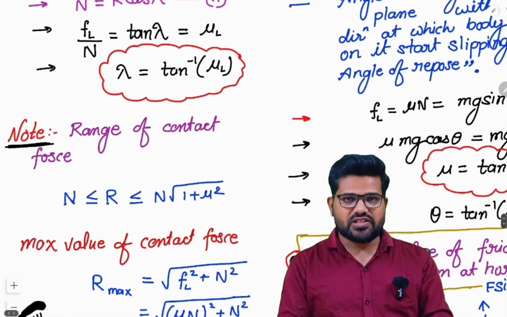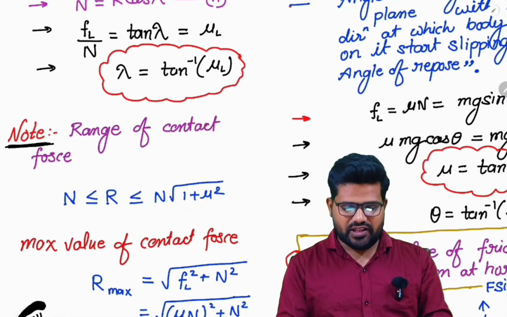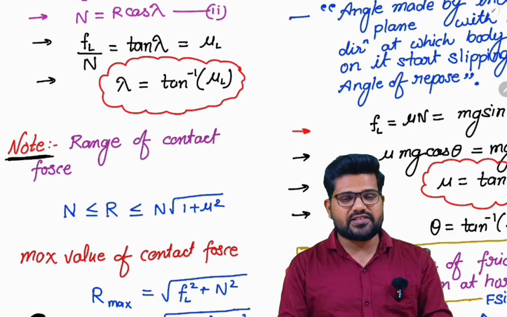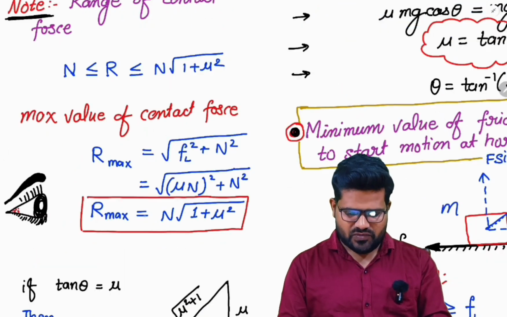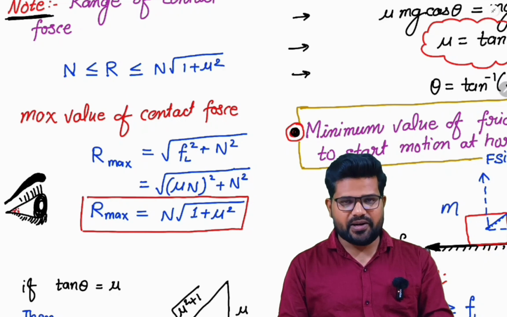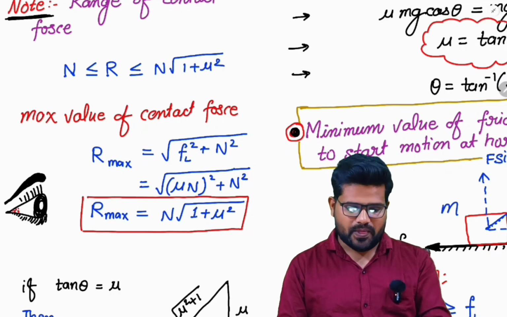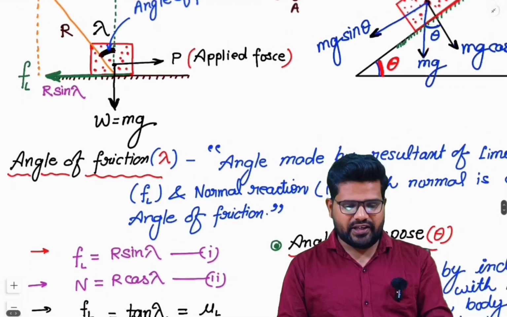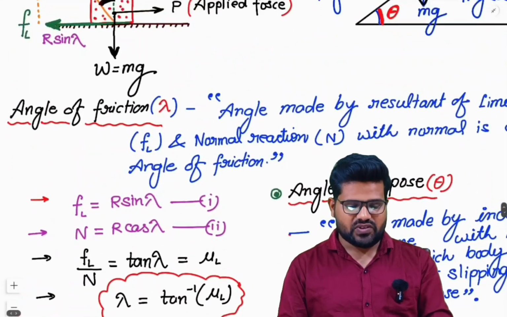But when you try to move the body in the limiting situation, then the maximum value of the contact force involves the normal reaction as well as the frictional force. So the maximum value of the contact force equals the normal reaction multiplied by root of 1 plus mu square. As well, see here, the angle of friction is related with the coefficient of friction.